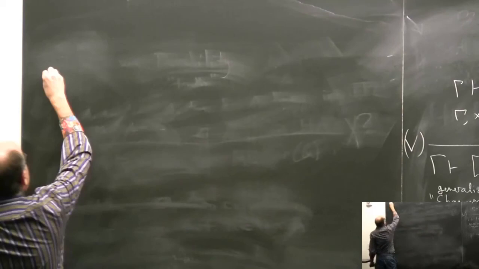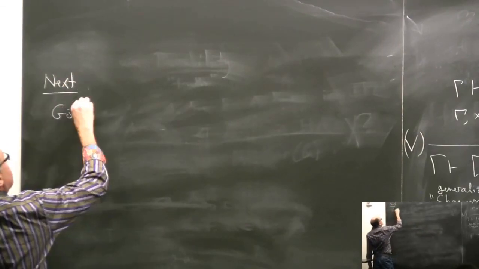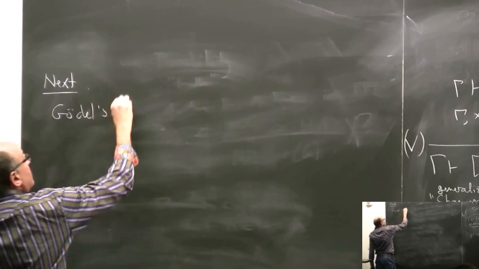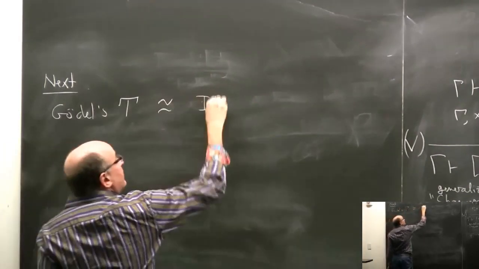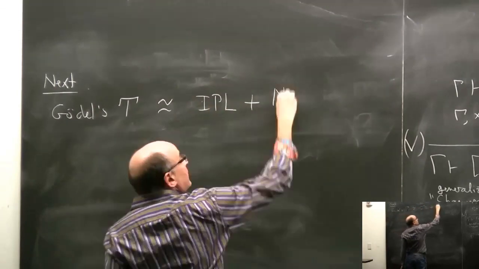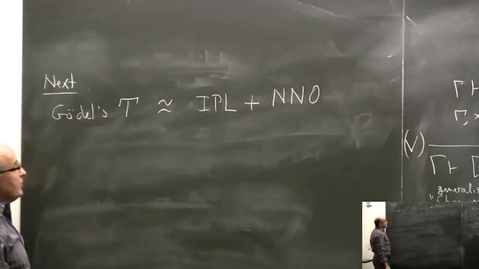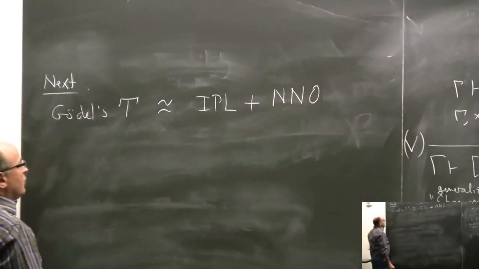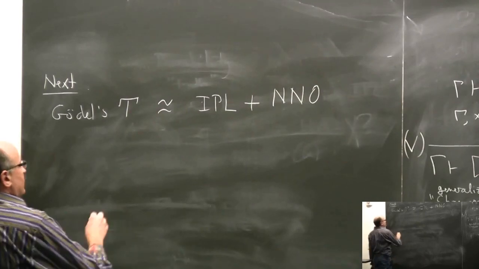is, next I'm going to look at a system called Gödel's T, which can be thought of as, at least my version of it will be, this intuitionistic propositional logic plus some data. And I'll have what is called a natural numbers object. That's the terminology that is used here. And so we're going to now be developing this propositions as types analogy.